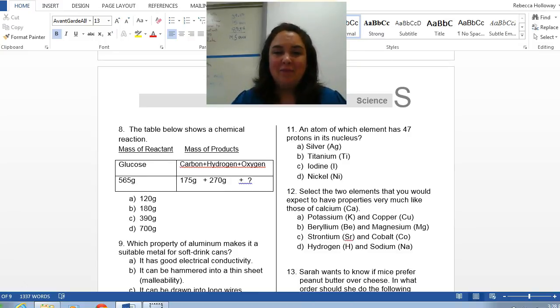Number 11. An atom of which element has 47 protons in its nucleus? A, silver, Ag. B, titanium, Ti. C, iodine, I. Or D, nickel, Ni. An atom of which element has 47 protons in its nucleus?